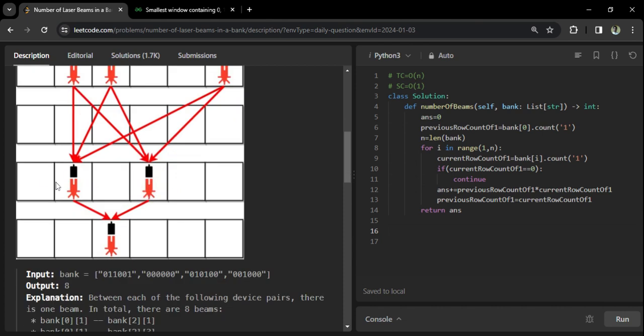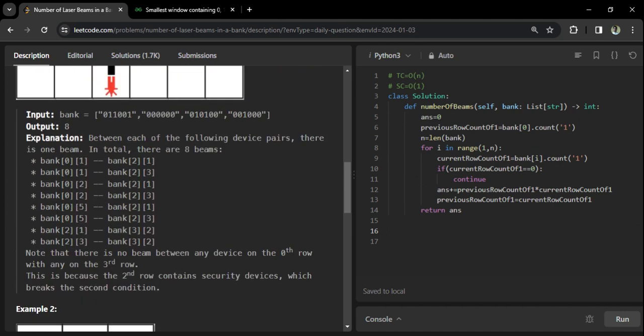Similarly, come to row 3 and row 4. If you have to find how many beams go from row 3 towards row 4, how many devices are there in row 3? It is 2. How many devices are there in row 4? It is 1. So what is 2 into 1? It is 2. That means two beams will be going from row 3 towards row 4. As simple as that. That is what we are going to do.